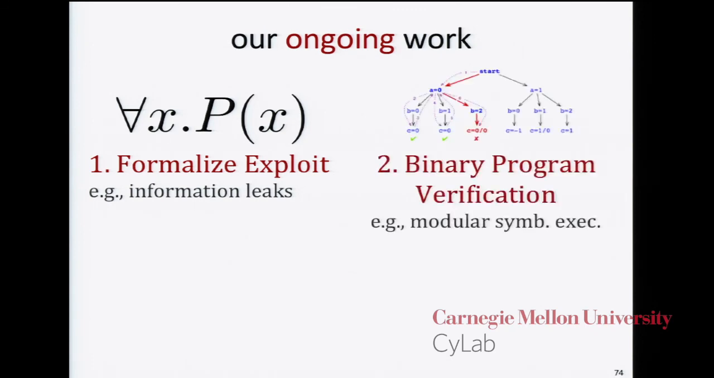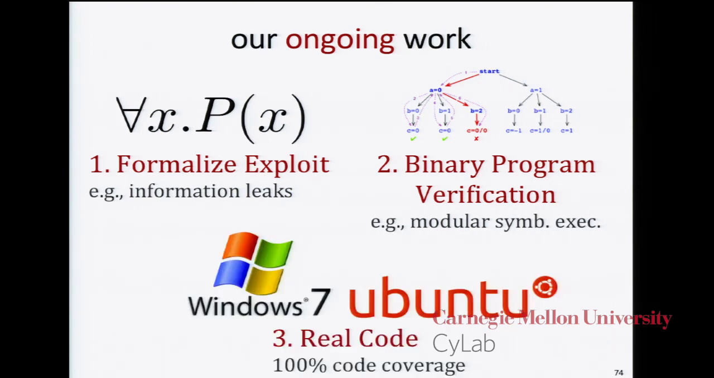The second thing that we work a lot on is binary program verification techniques. For example, we're starting to investigate modular symbolic execution. Currently, symbolic execution starts when a program starts and ends when you get as far into the program as you can get. We want to be able to jump into the middle of a program and be able to do symbolic execution.